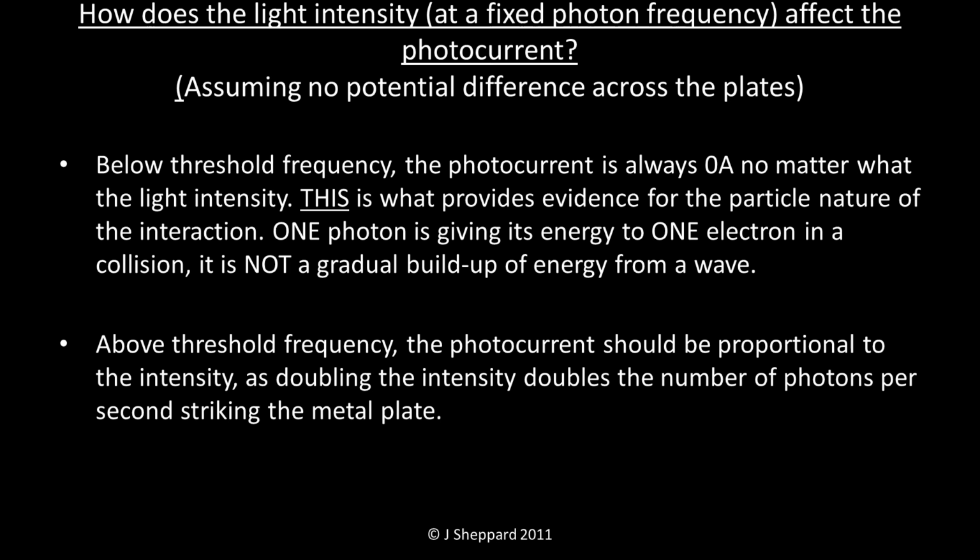If it were possible to gradually build up energy in a wave-like fashion from multiple different photons giving their energy to an electron, then we would get electrons emitted below the threshold frequency. Because we don't see that, that gives us a clear picture that it must be one photon giving its energy to one electron in a collision, and not a gradual wave-like build-up of energy. Above the threshold frequency, as you might expect, the photocurrent should be proportional to the intensity, because for most light sources the number of photons in the beam is proportional to the intensity of the beam. If you double the number of photons, you will double the intensity. So that means twice as many electrons ejected, and therefore twice as much current.